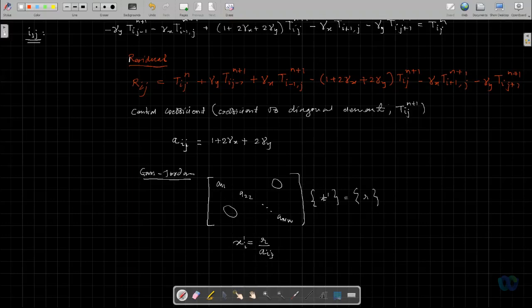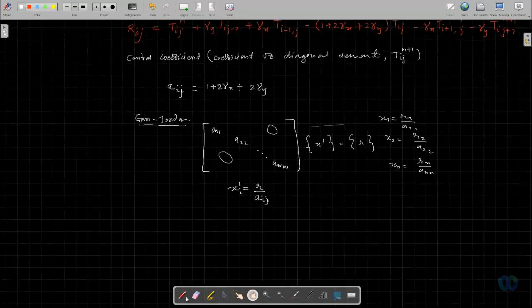You see, this xi is there, a11. So the solution is x prime equals r divided by a11 from the first equation. x1 is equal to r1 divided by a11. Similarly, x2 will be equal to r2 divided by a22, and xn will be equal to rn divided by ann. So this is the form, and we have already said that whatever guess value we have, xg, to that we add this correction to get the solution.